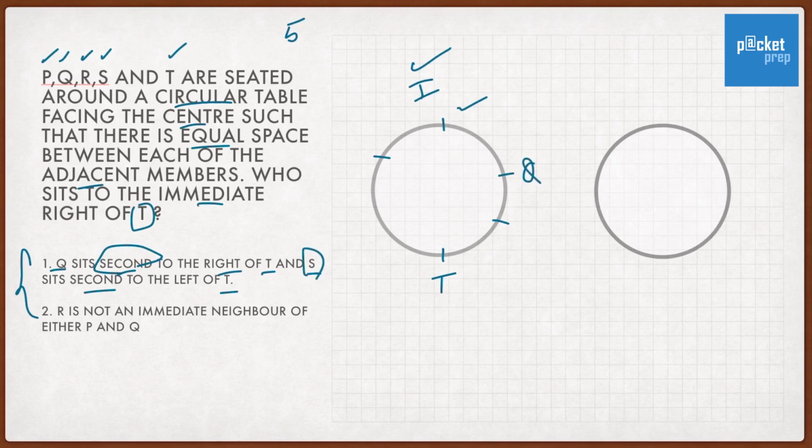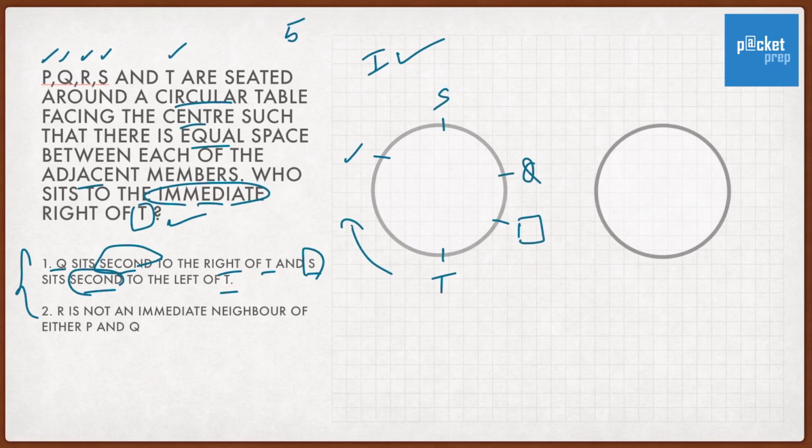And S sits second to the left of T. So second to the left of T is, if you leave this place, S will be sitting here. So this is the information given in statement 1. But in the question, who sits to the immediate right of T? He's asking who is sitting in this place. But according to statement 1, we cannot figure out who is sitting to the immediate right of T.